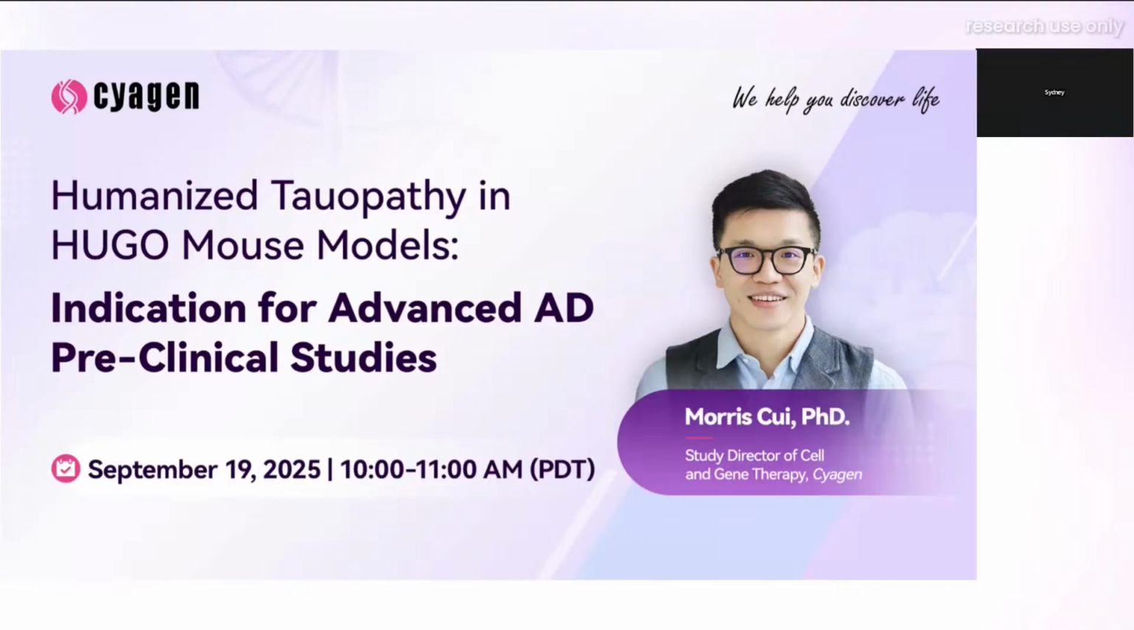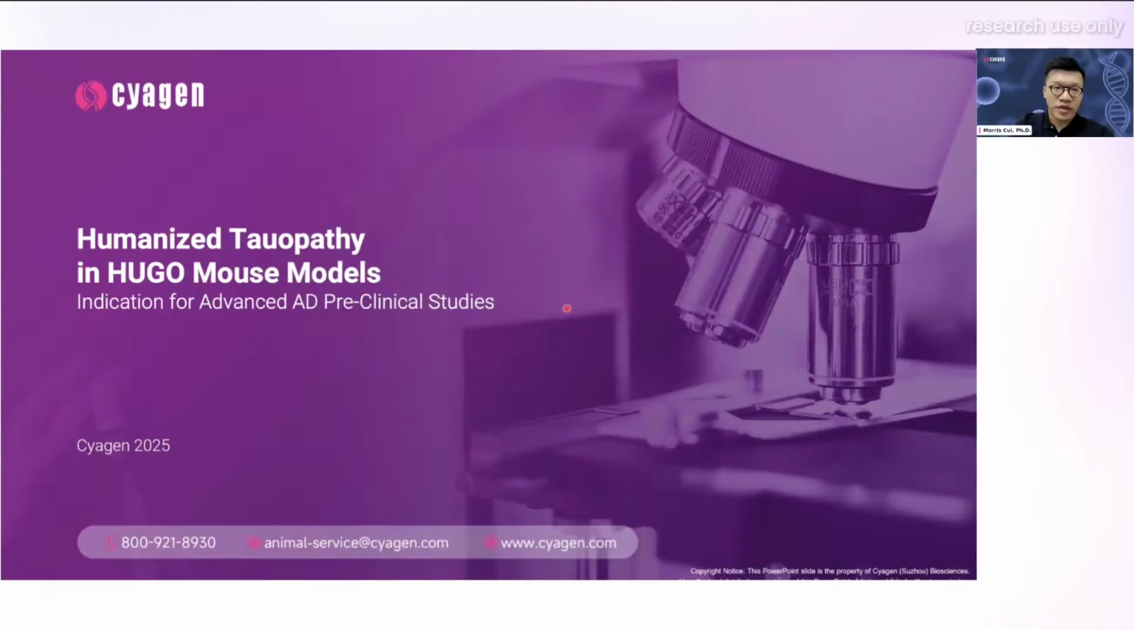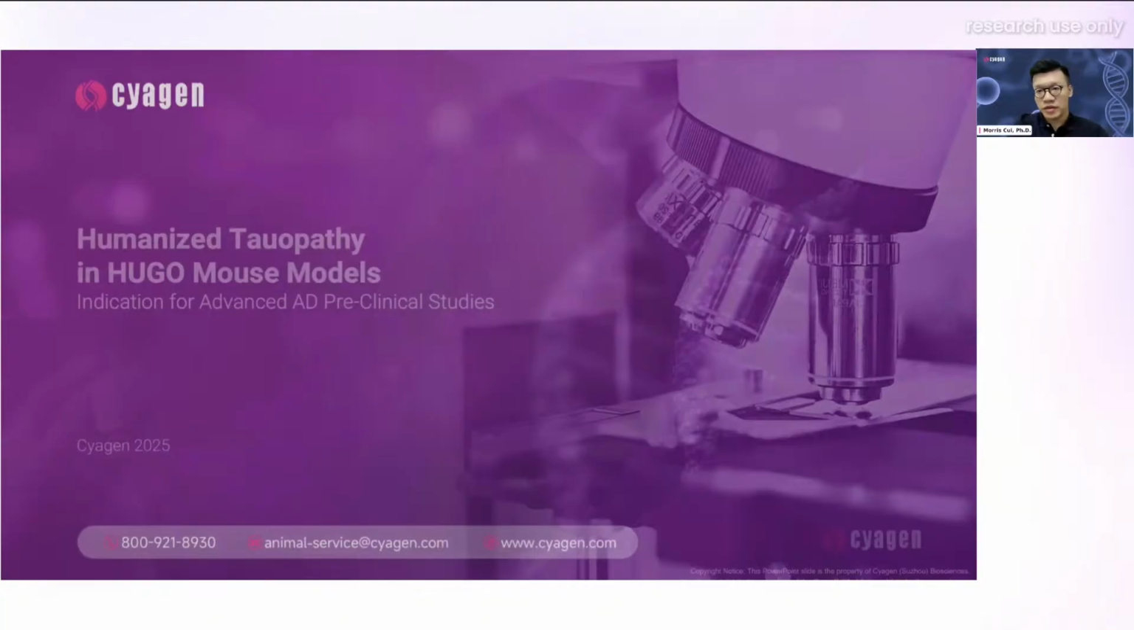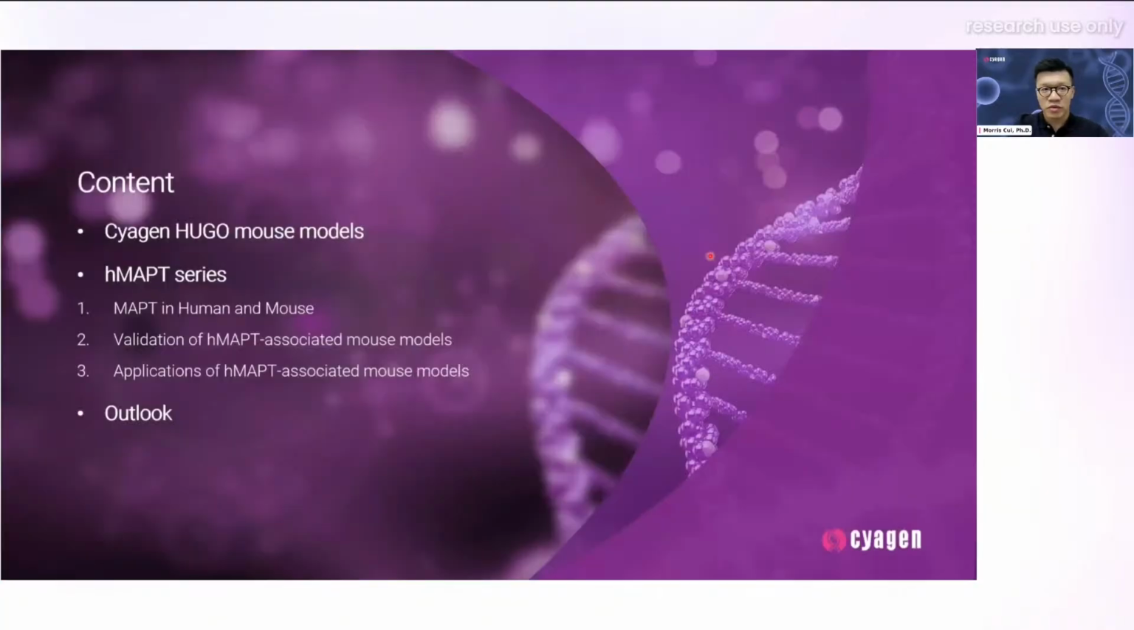Today, as the title shows, I'm going to share with you about the humanized tauopathy in our HUGO mouse models and its indications for advanced AD preclinical studies. We are going to go through several topics, including the Cyagen HUGO mouse models and the details of humanized tau mouse models, and also several outlooks regarding how we're going to advance further our HUGO mouse model.